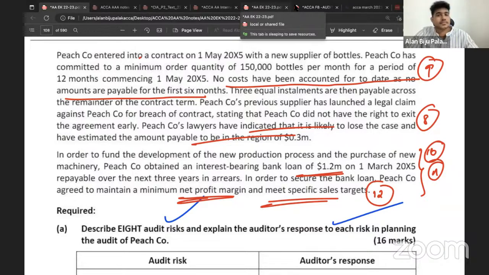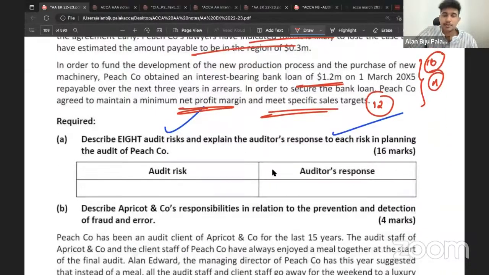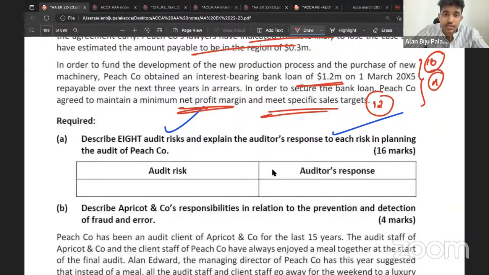Clear, ayo? Okay. Yes. So this is what you need to consider as risk from this scenario. As I mentioned, this is one of the most latest questions in our Kaplan revision kit, and one of the most latest exam questions released by ACCA as well. They have actually asked us to identify 8 risks and responses, and we have figured out 12 risks and responses. And definitely, as I always mention, you will be getting more than what is being asked in your requirement.